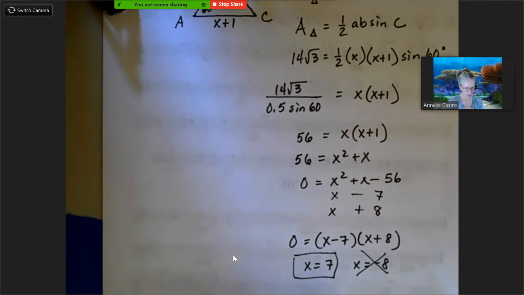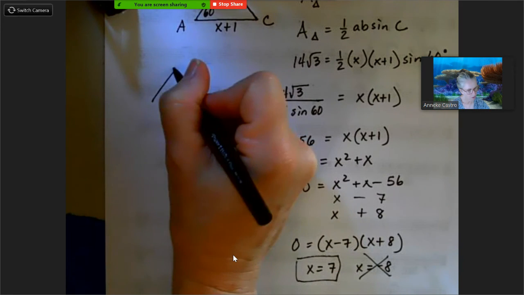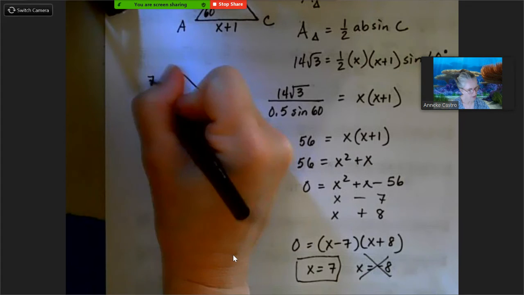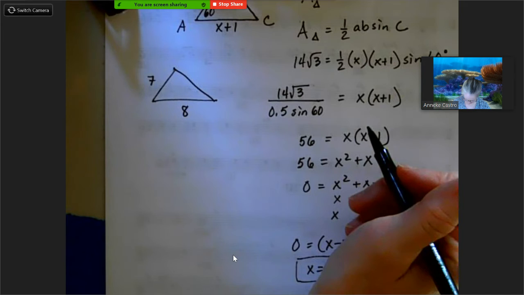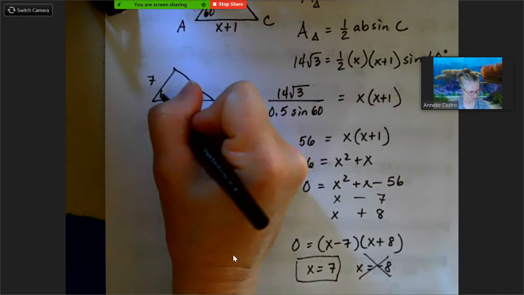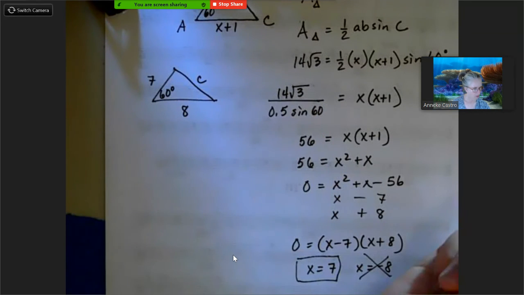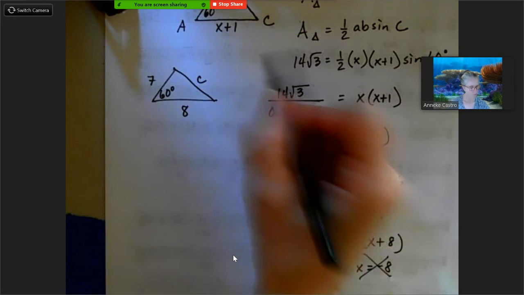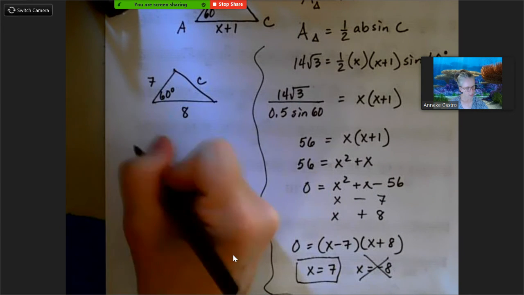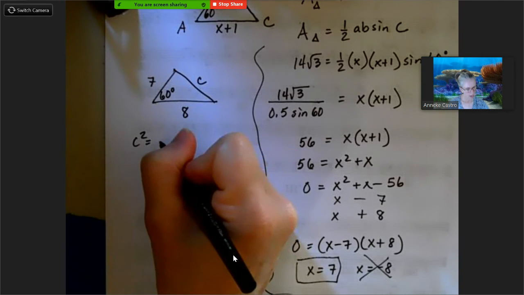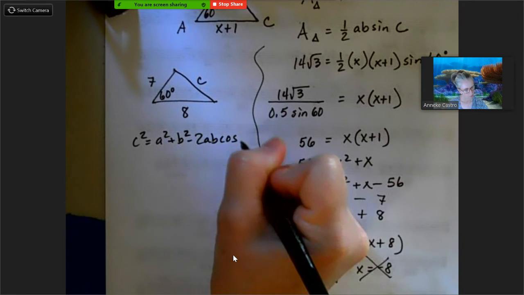All right, so now that I have that, I'm going to take that back up here and fill in what I know. I know now this is 7, and 7 plus 1 is 8, but I need the whole perimeter. So I still need the other side here. I still know this is 60 degrees, but I need to know this side. I'm going to call that c, and now I'm going to use the cosine rule. This got me started, and now I need to find this.